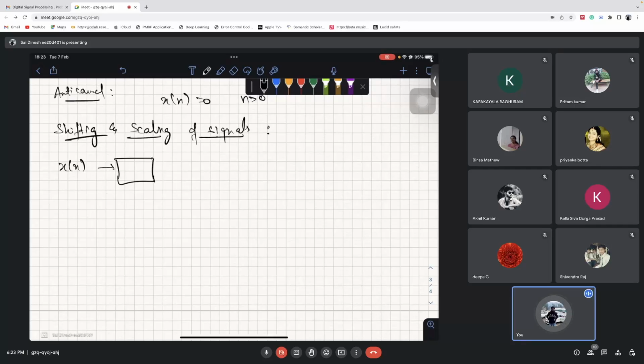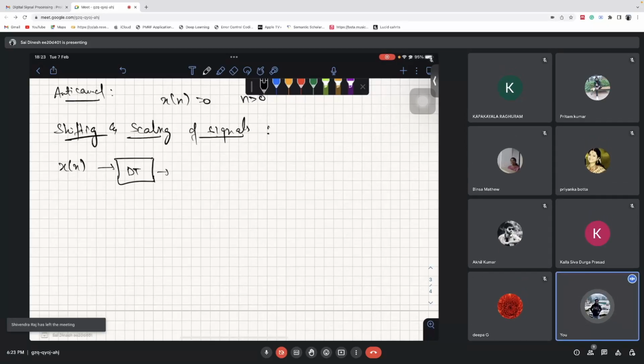Okay, so let's say you have a signal x of n and then you send it to a discrete time system and then you get an output y of n. So let's say this output is x of something like ax plus b, where a and b are constants, right? So this is a scaled and a shifted version. So let's just talk about shifting first.